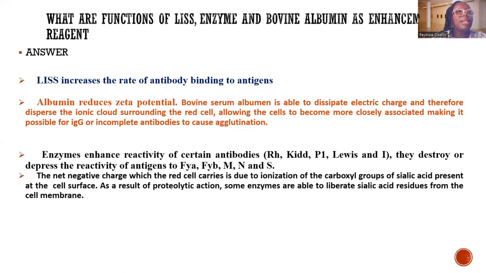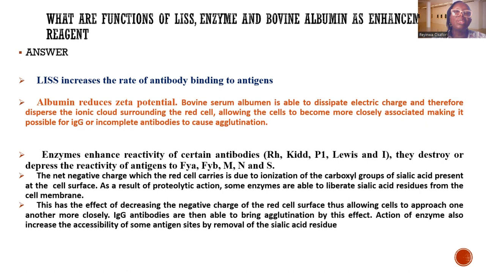The net negative charge which the red cells carry is due to ionization of the carboxylic groups of the sialic acid present at the cell surface. As a result of proteolytic action, some enzymes are able to liberate sialic acid residues from the cell membrane. This has the effect of decreasing the negative charge of the red cell surface, thus allowing cells to approach one another more closely. IgG antibodies are then able to bring about agglutination by this effect.